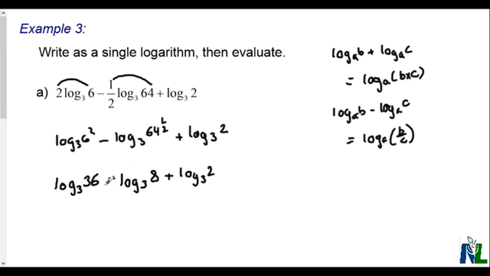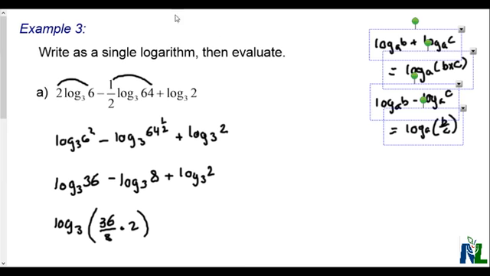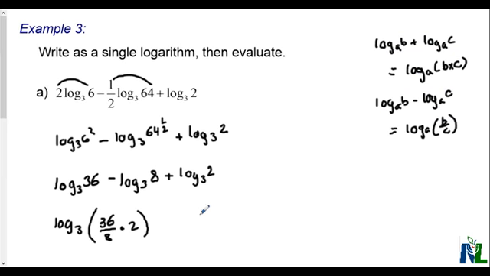So using the subtraction here and the second law I just wrote down, I have log base 3 of 36 divided by 8. And using this third part here, I would need to multiply this by 2 afterward. So I'm going to go ahead and do some of the multiplication and division now. So I have log base 3 and I have 36 divided by 8 times 2.